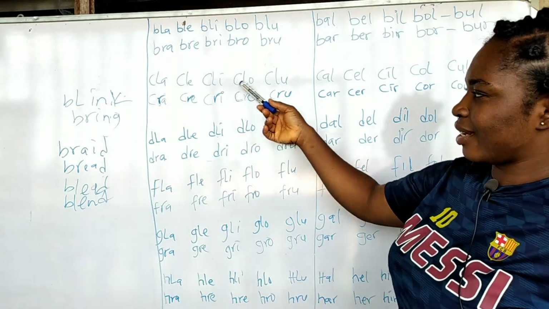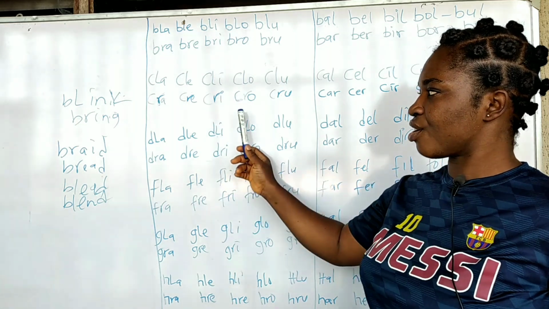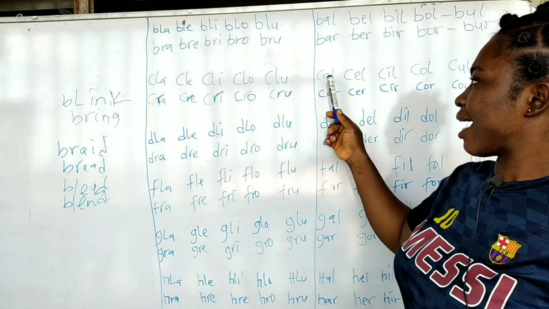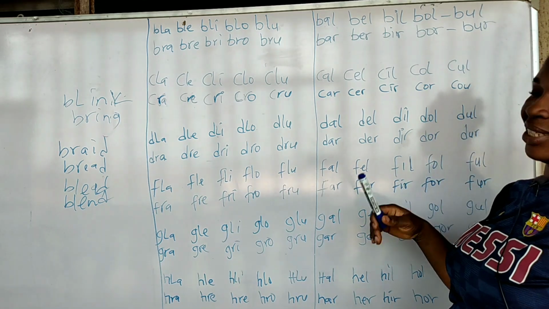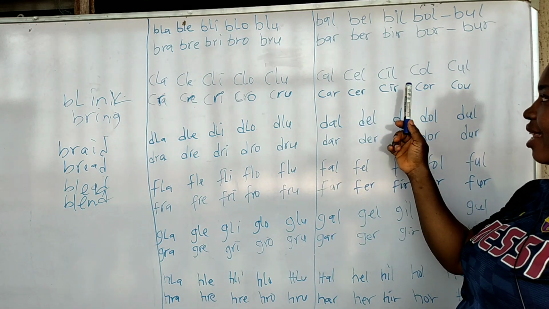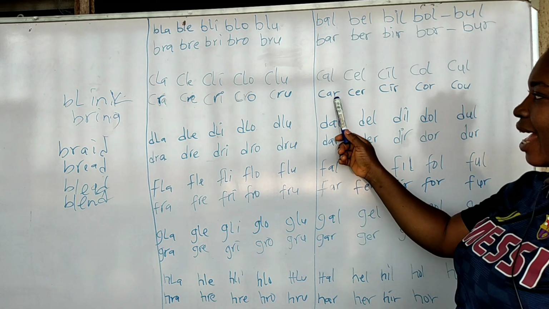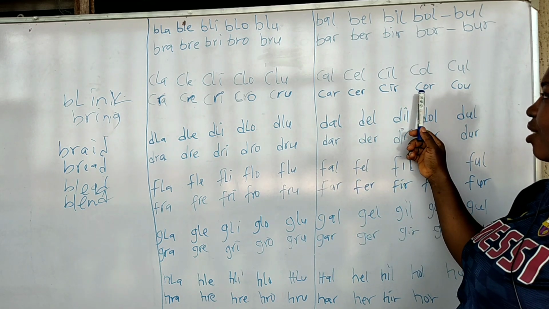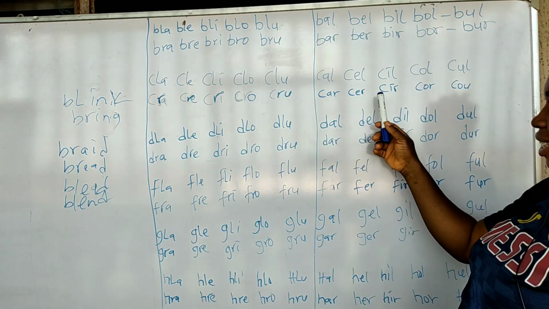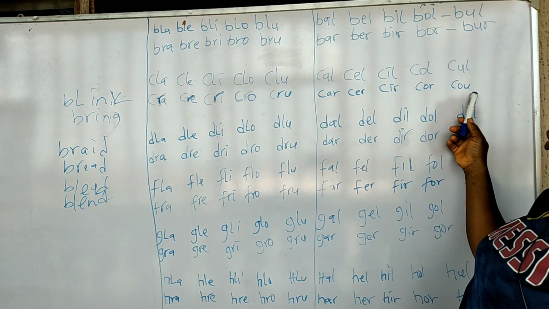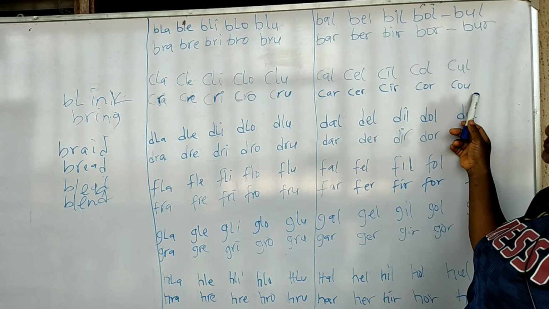Cla, cle, cli, clo, clu. Cra, cre, cri, cro, cru. Cal, sel, sil, col, cul. Ca, se, si, co, cu.